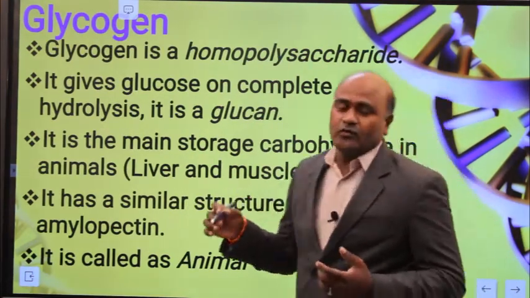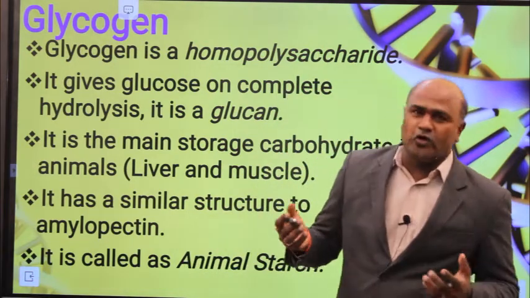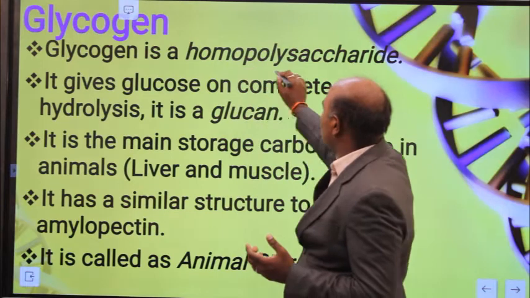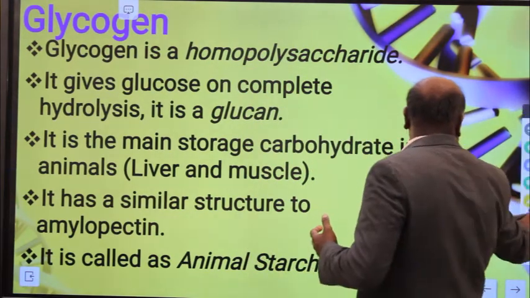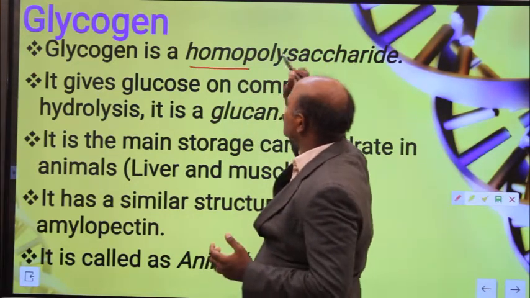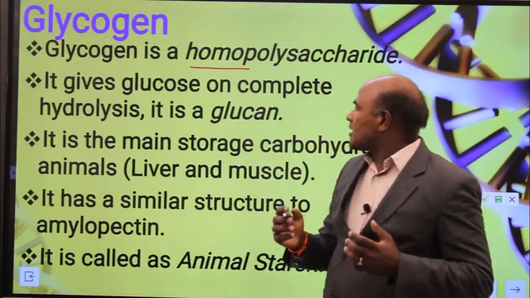And glycogen. What is glycogen? Glycogen is usually found in animals. It is a carbohydrate. Glycogen is a homopolysaccharide. Remember that it gives glucose on complete hydrolysis.